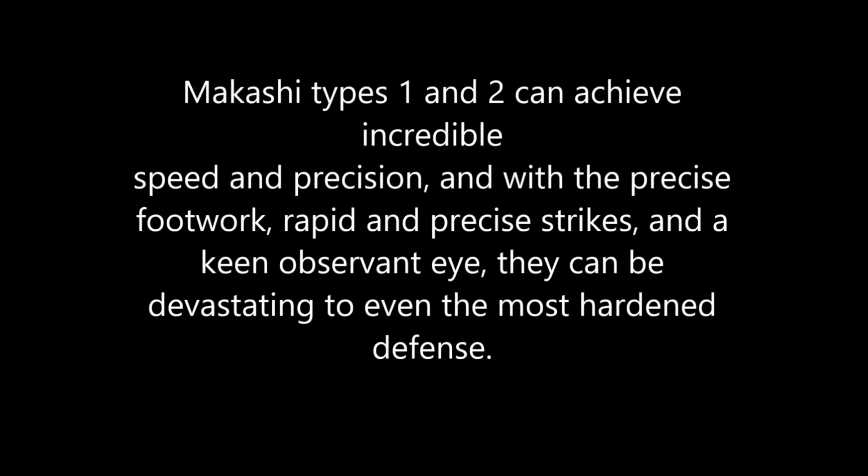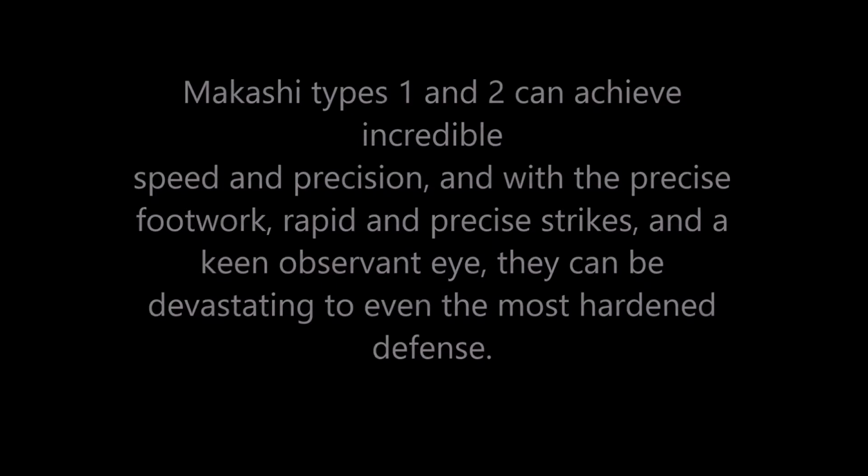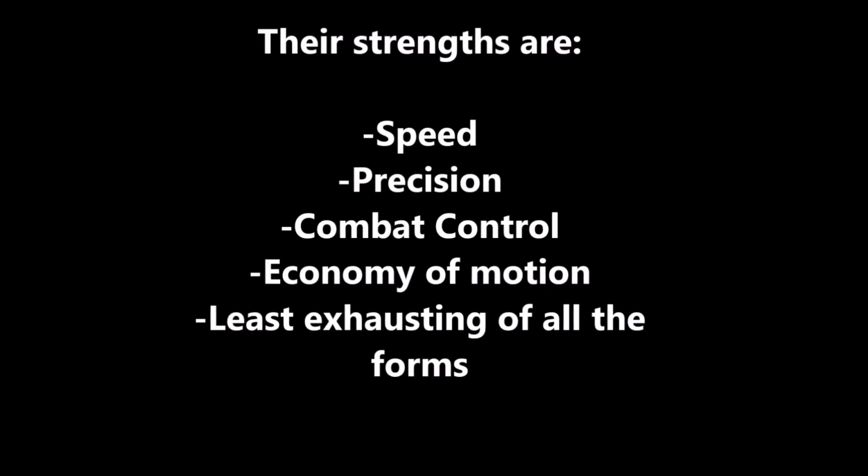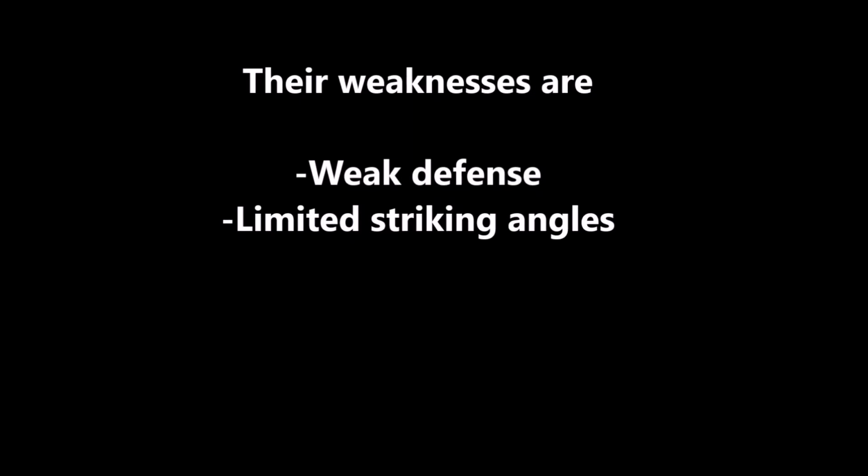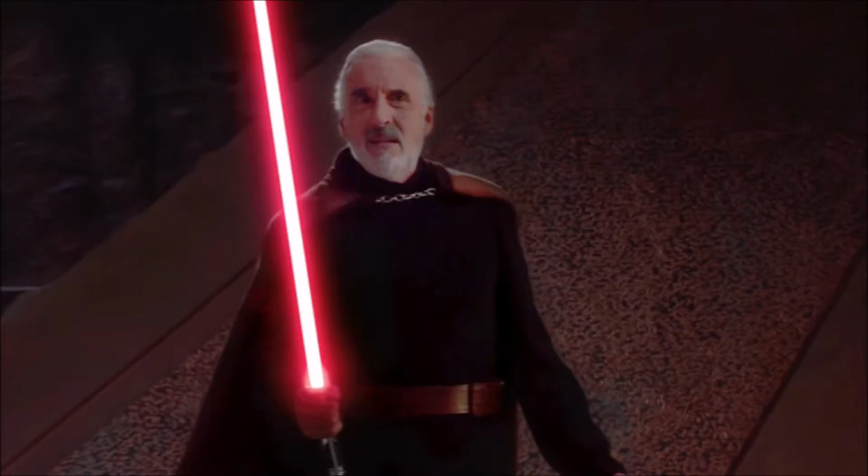Makashi Types 1 and 2 can achieve incredible speed and precision, and with precise footwork, rapid, precise strikes, and a keen, observant eye, they can be devastating to even the most hardened defense. Their strengths are speed, precision, combat control, economy of motion, least exhausting of all the forms. Their weaknesses are weak defense and limited striking angles. The canonical master of Makashi's Type 1 and 2 is Count Dooku.